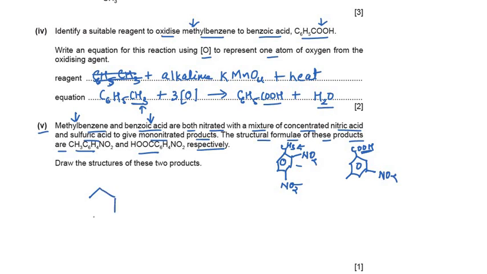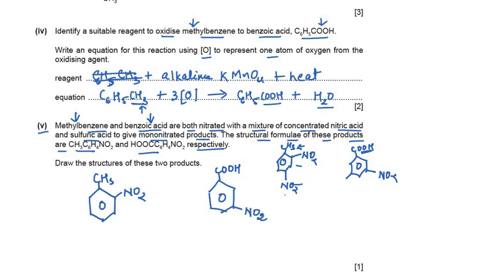So I'm drawing the structure with the nitro group on the second position, but as I have mentioned, you can draw it on the fourth position also. And the next structure with a benzene and carboxylic group on the top and nitro group on the third position.